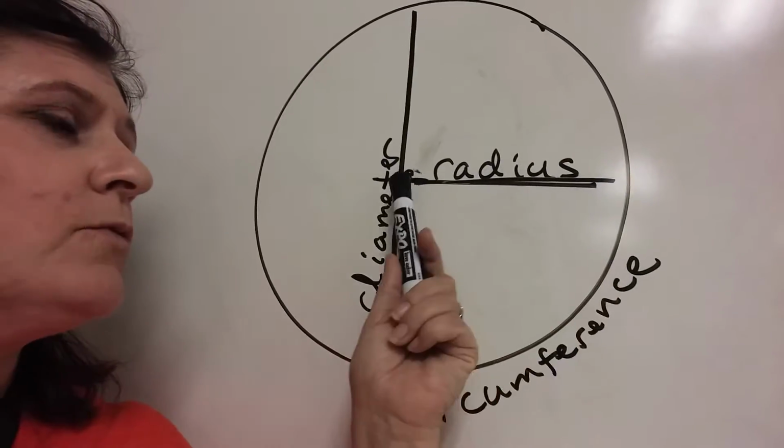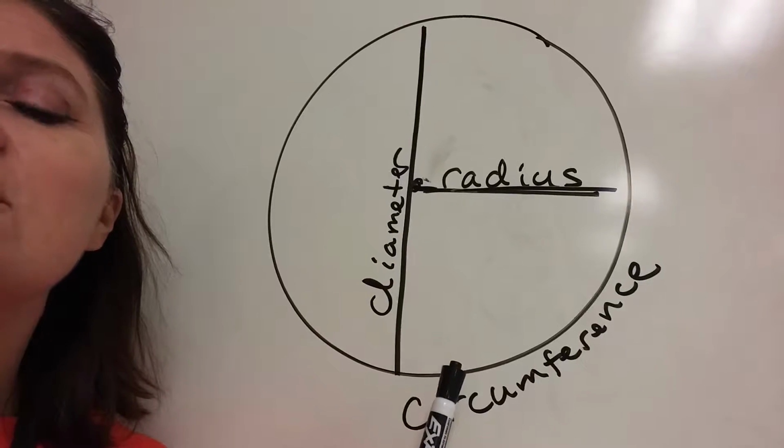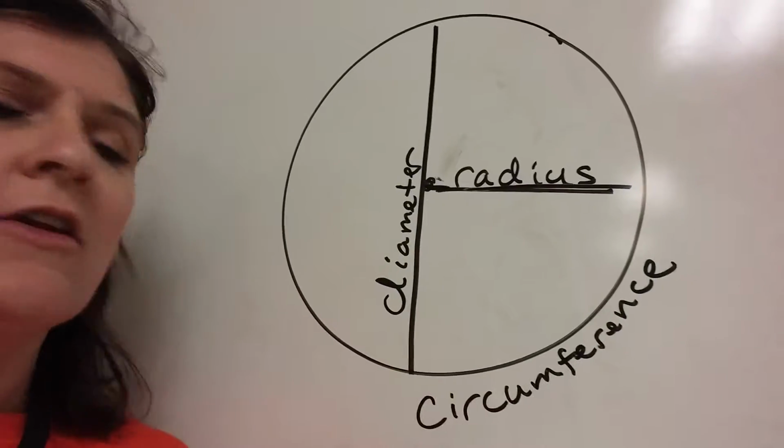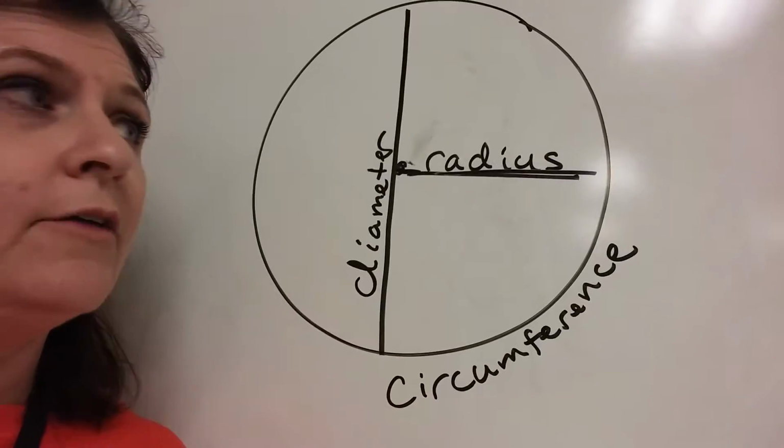Our short line here from the center to the edge is the radius. The big long line here that goes from edge to edge is diameter, and then our circumference goes around the outside. Make sure you pause this and write that down.